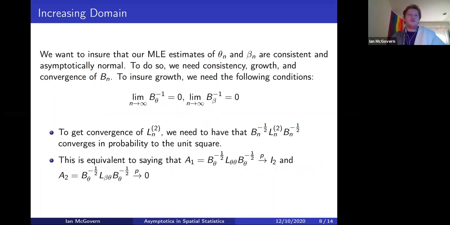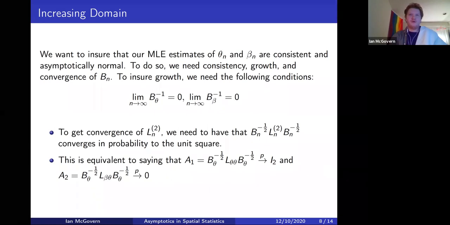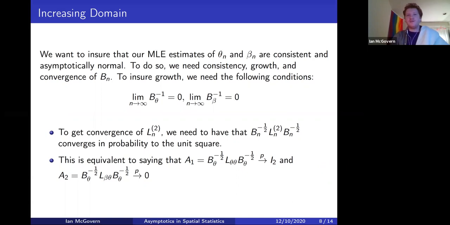Okay, so basically we want to ensure that our MLE estimates theta n and beta n are both consistent and asymptotically normal. Not to get into all the details, but we need growth and convergence of the information matrix. To ensure our growth, we need that the limit of the inverses of B theta and B beta, which are the diagonal blocks of the information matrix, go to 0 as n goes to infinity. And then to get the convergence, which would confirm our consistency and asymptotic normality, we scale our Hessian matrix and confirm it converges in probability to the identity. To do that, we just confirm these values, represented by A1 and A2, converge in probability to 0. Next slide, please.